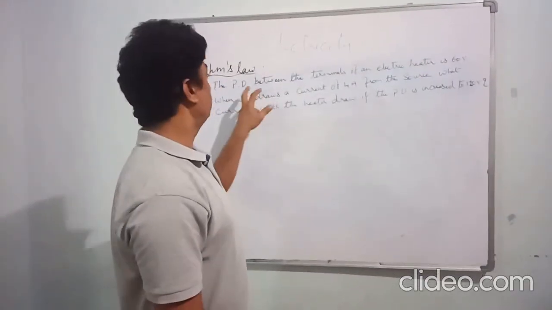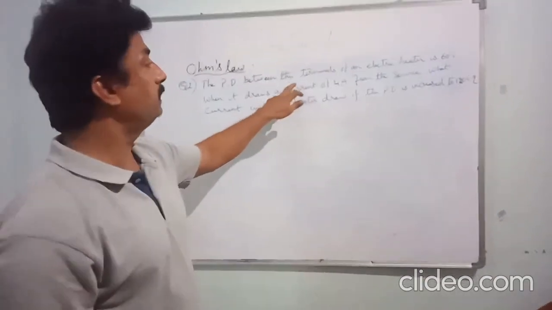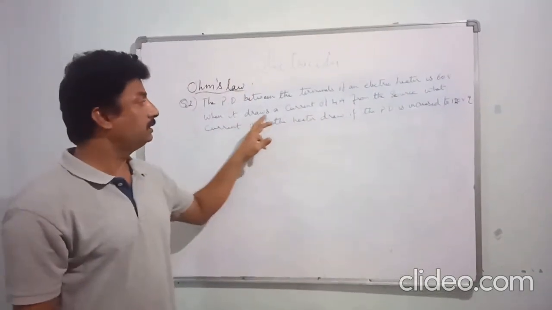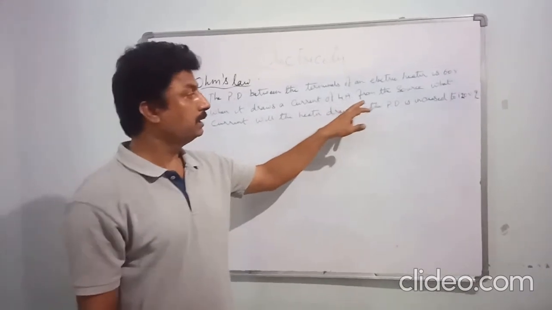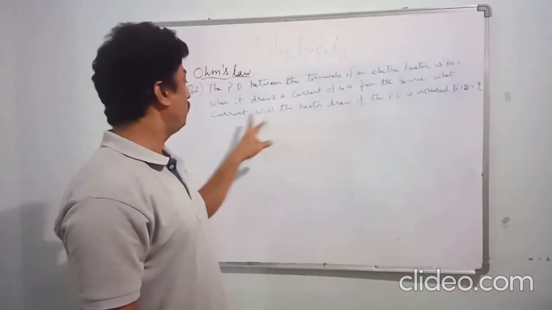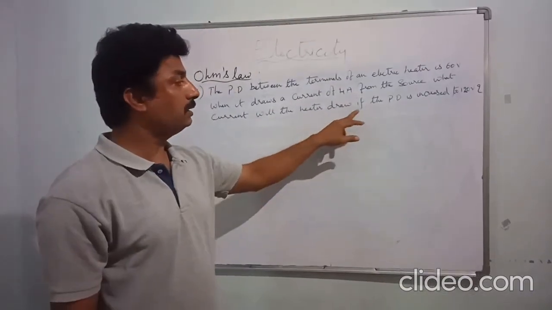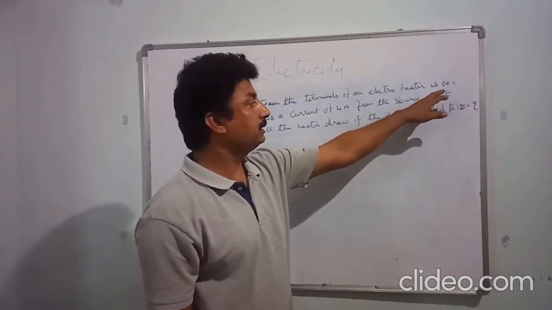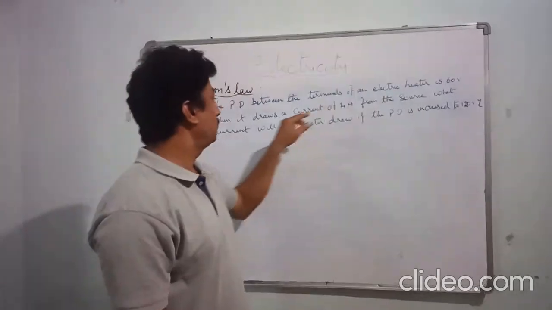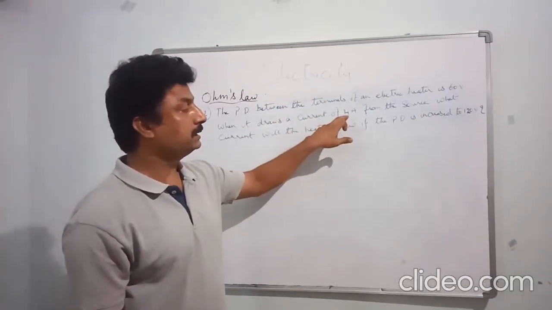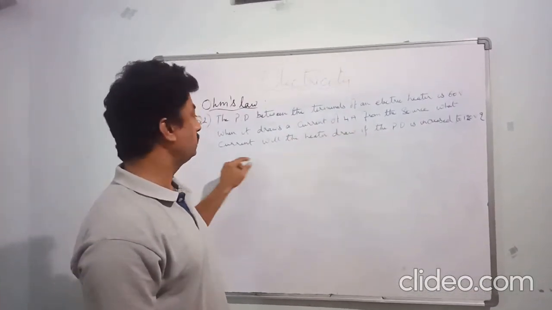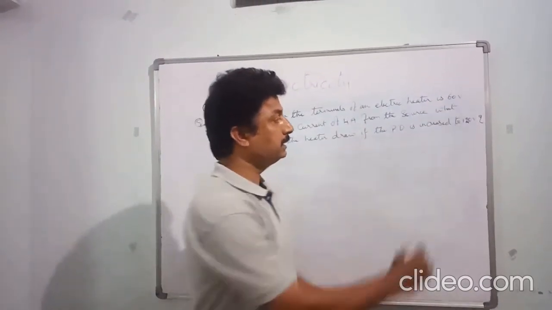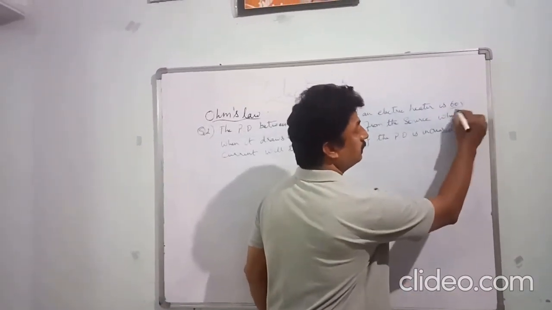Now, the second question: the potential difference between the terminals of an electric heater is 60 volts when it draws a current of 4 amperes from the source. What current will the heater draw if the potential difference is increased to 120 volts? First of all, he is telling that at 60 volts it draws this much current, but in the next case he is asking what will be the current if the potential difference is increased to 120 volts. This is getting doubled.